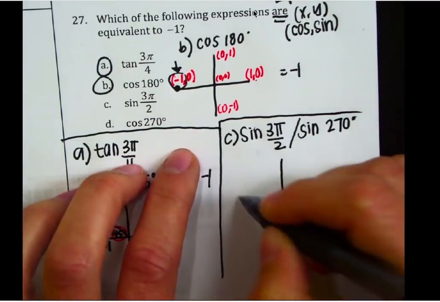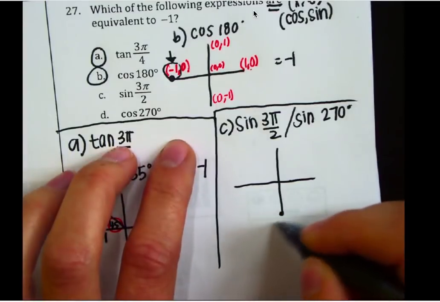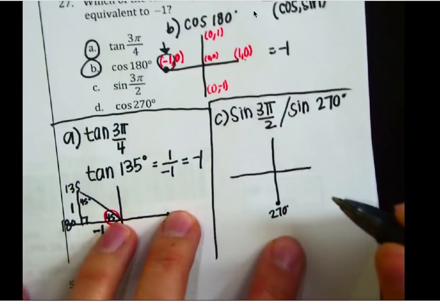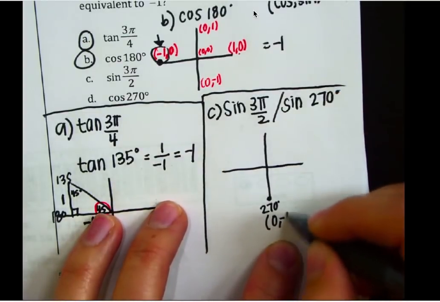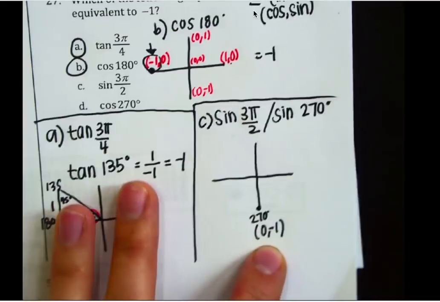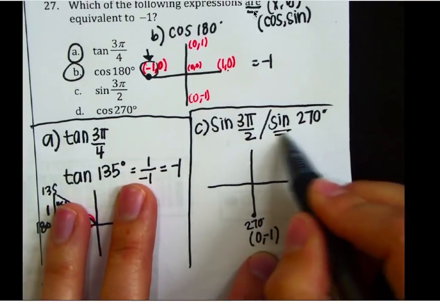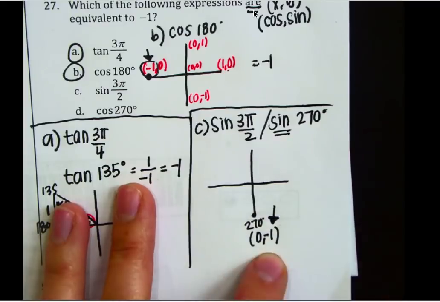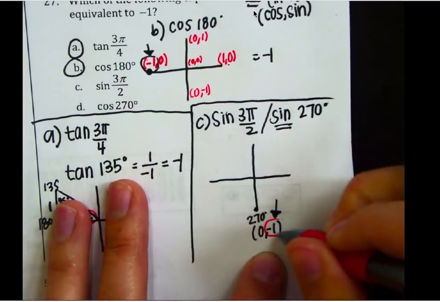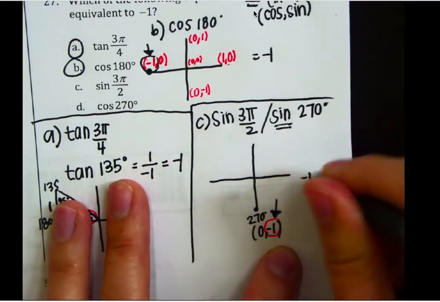So 270 degrees is going to be down here, which is an ordered pair that we wrote up here, 0, -1. And in your ordered pair, sine is going to be the second number, or the y value. So my answer for C is again -1.